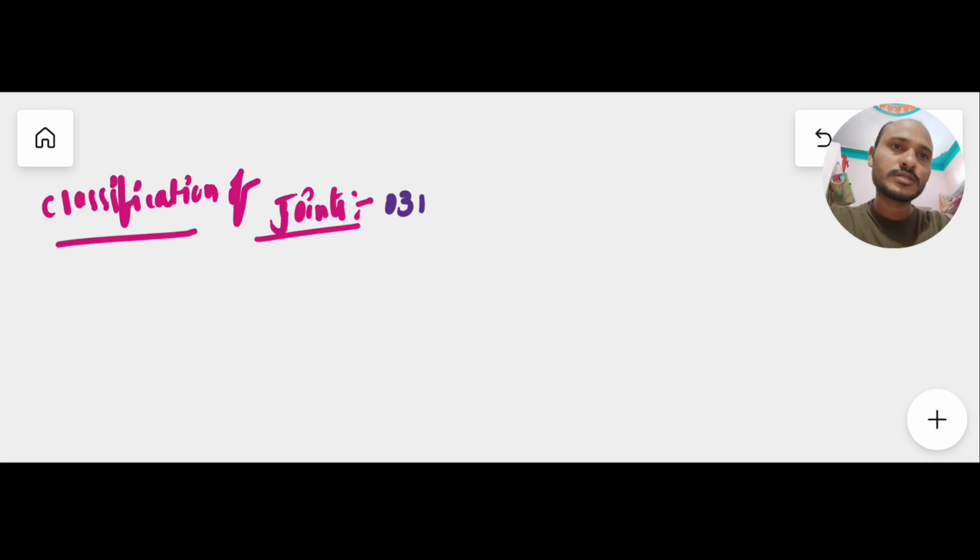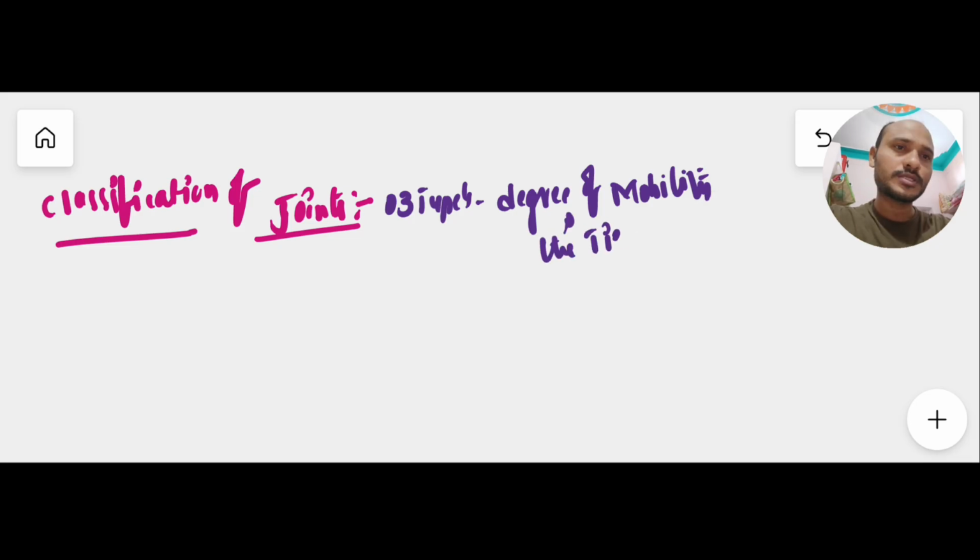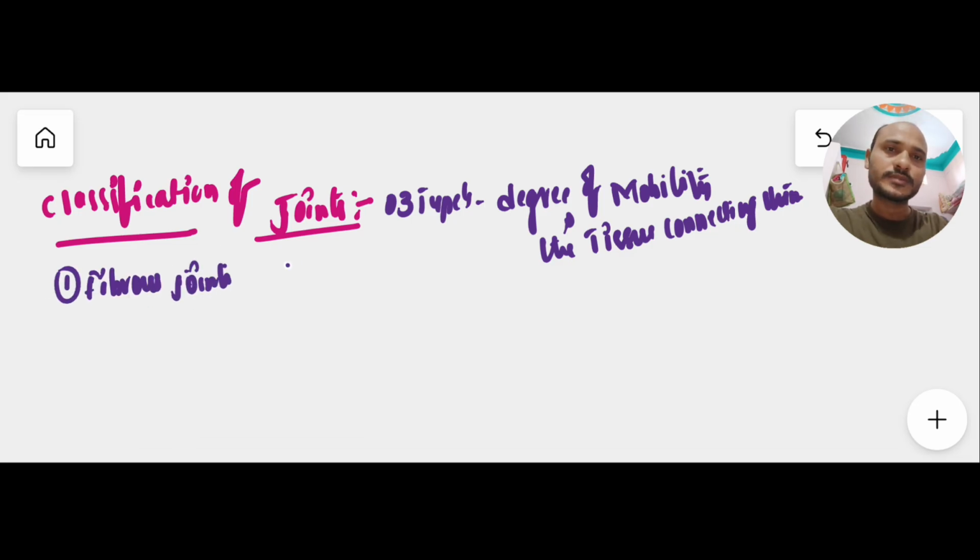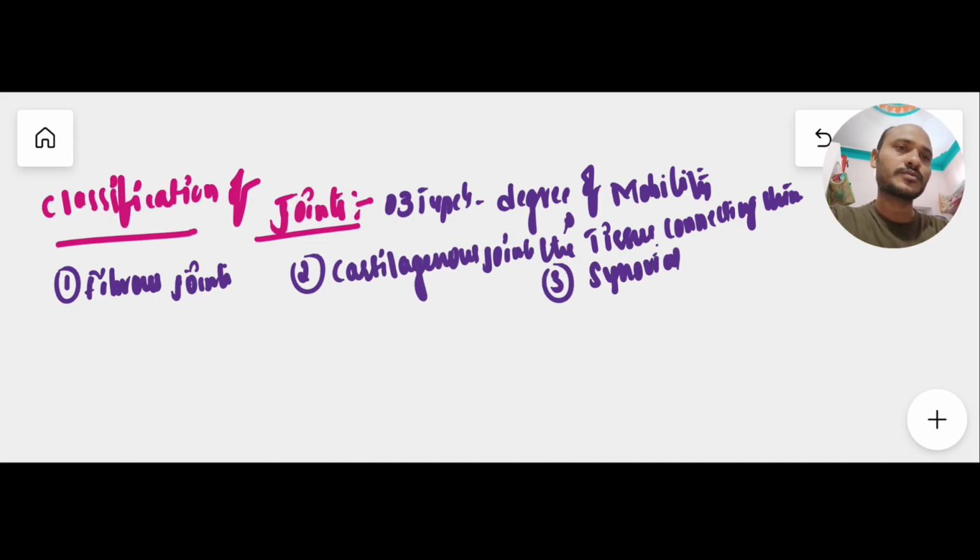Now we move on to the classification of joints. Joints are classified into three types based on the degree of mobility and the tissue connecting them. The first one is fibrous joint. The second one is cartilaginous joint. The third one is synovial joint.